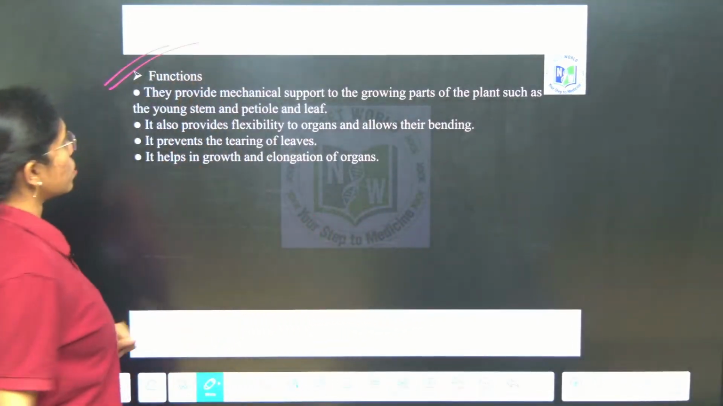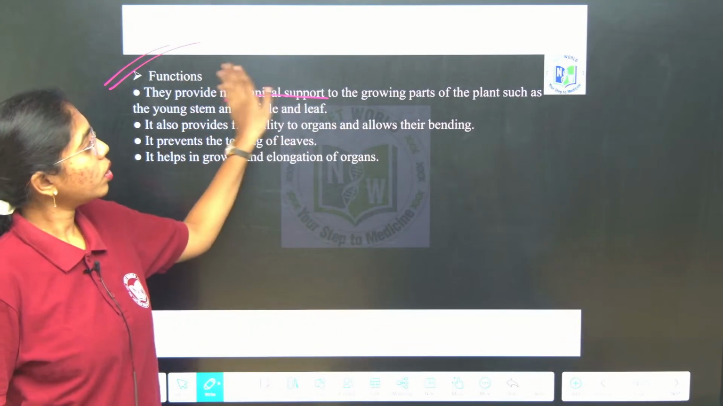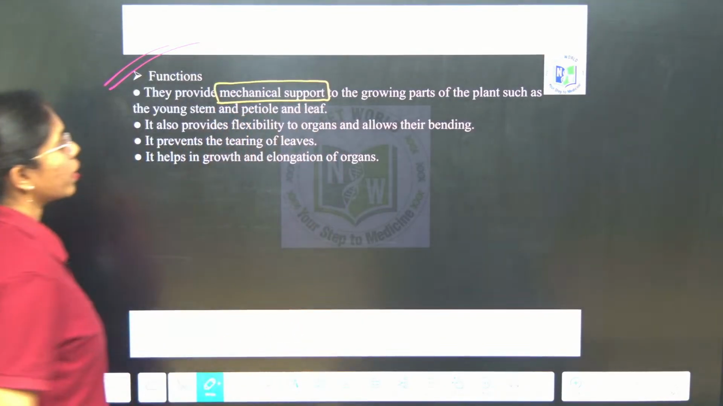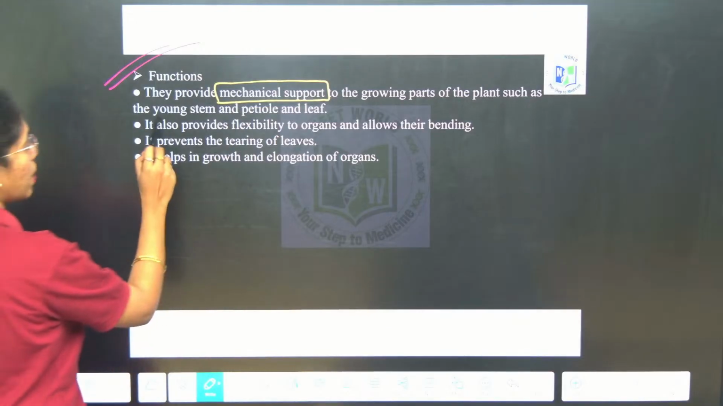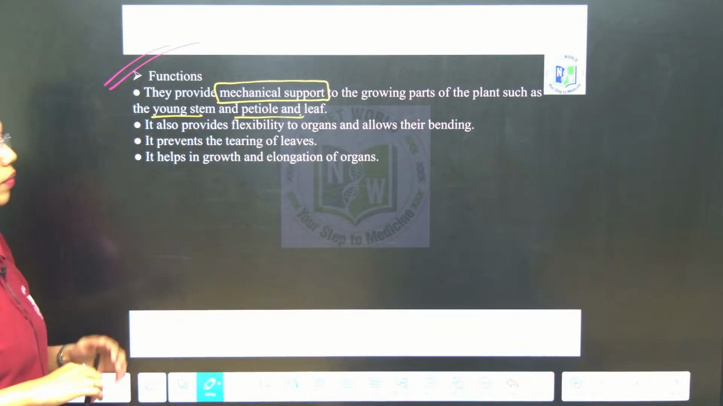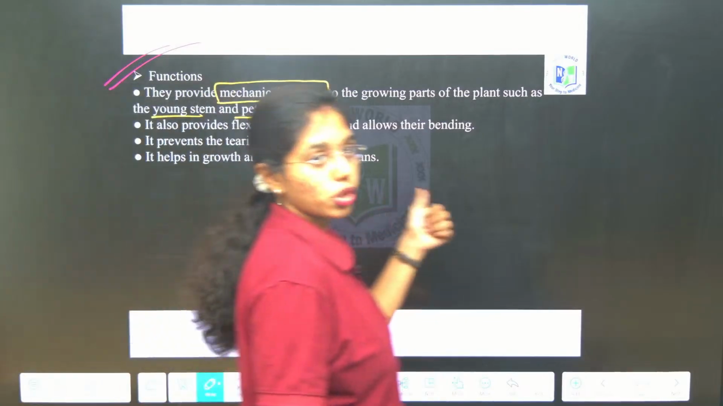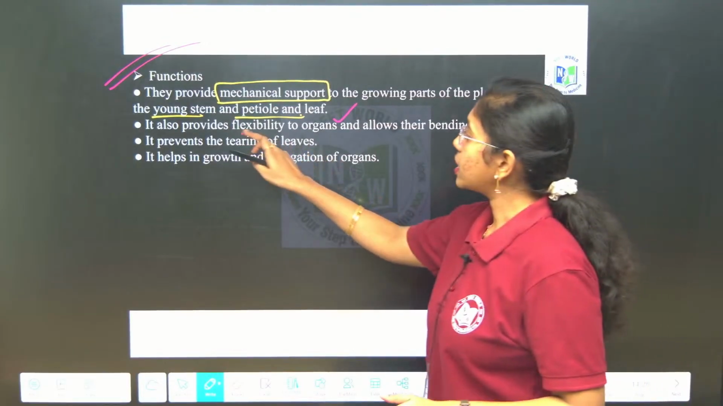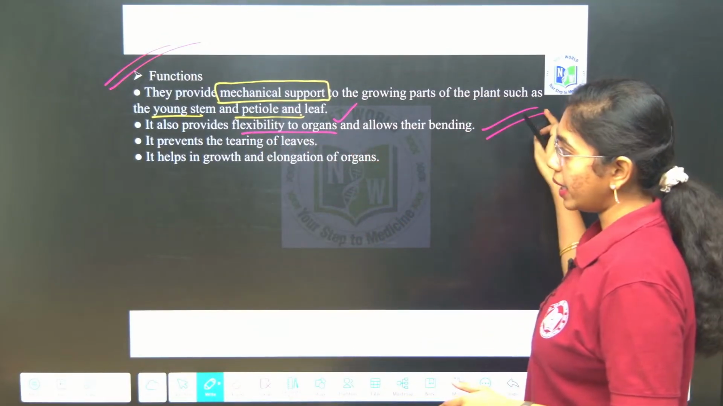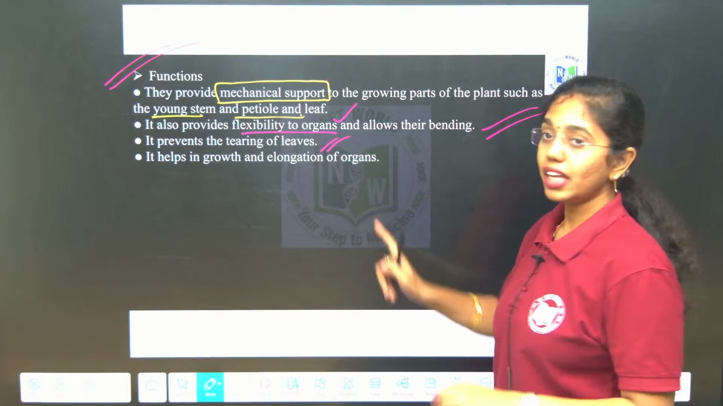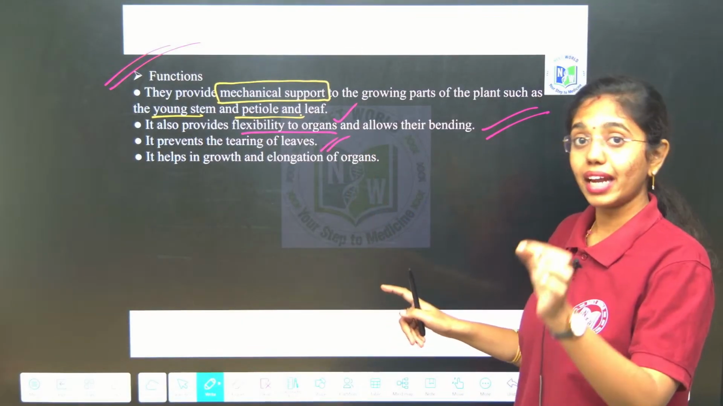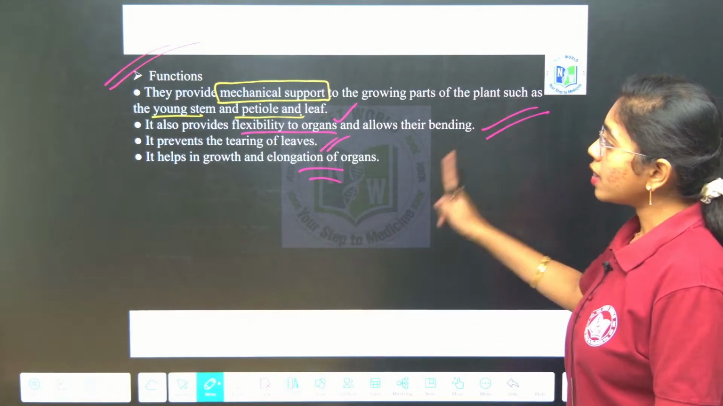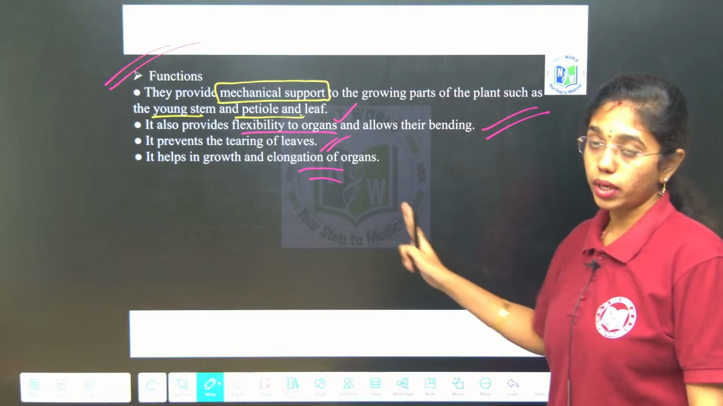Next, functions. They provide mechanical support to the growing parts of the plant, such as young stem, petiole and leaf. It also provides flexibility to the organs, allowing them to bend. It prevents tearing of the leaf as the cell wall is having thickened ends. It also helps in growth and elongation of the organs. All these functions are very important for collenchyma.